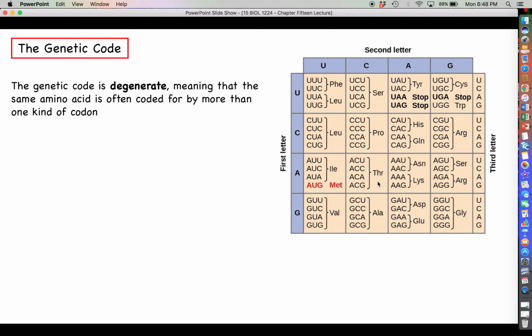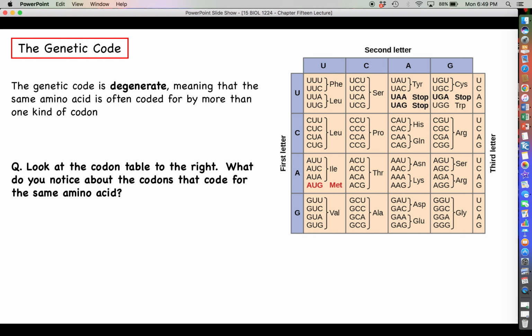You'll notice that for threonine, there are 4 different codons that code for that amino acid. For leucine, there are 6 different codons. For arginine, there are 4 of them. For glutamine, there are 2 of them. So it's really a rare occurrence where there's only one codon for one amino acid, methionine being a prime example of that.